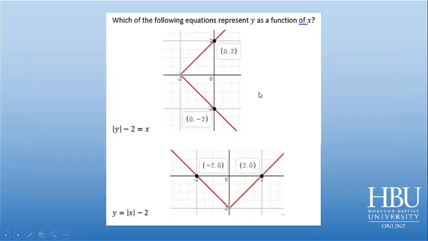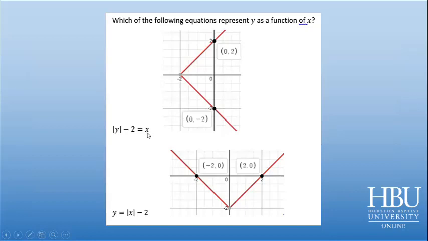Which of the following equations represent y as a function of x? The first equation says the absolute value of y minus 2 equals x. The graph of that equation is given here at the top, and you will notice that the point (0, 2) and the point (0, negative 2) are both on the graph of this equation.